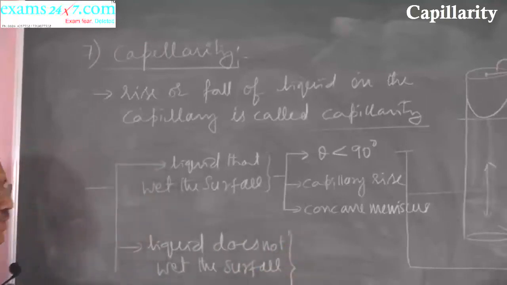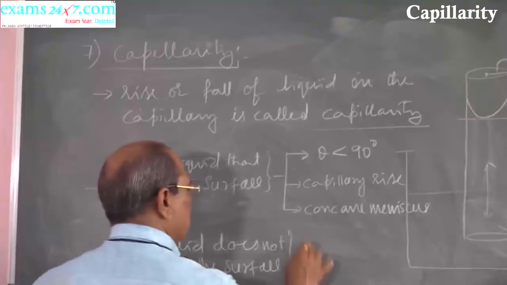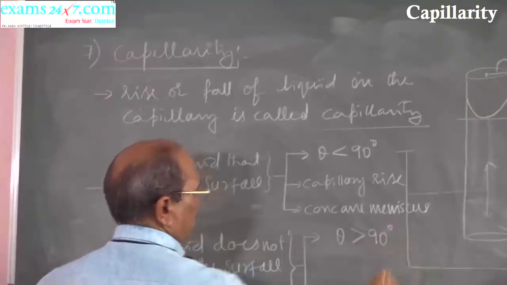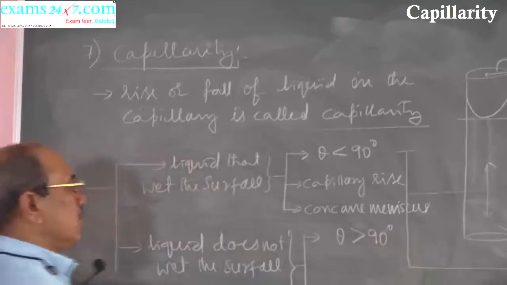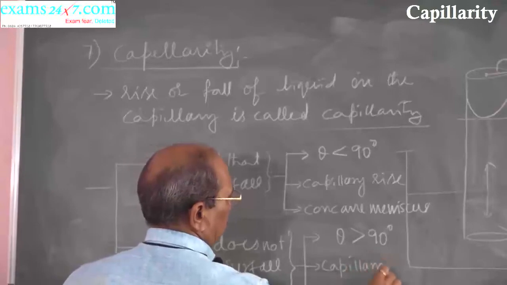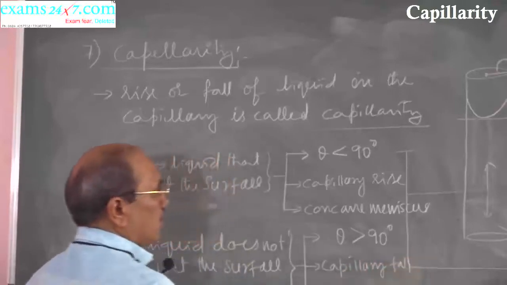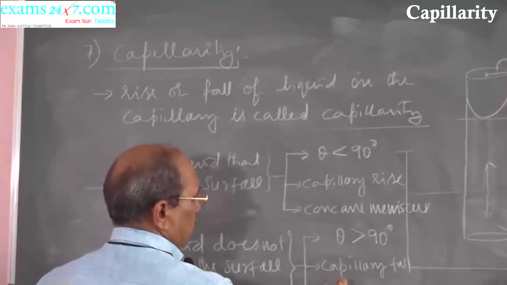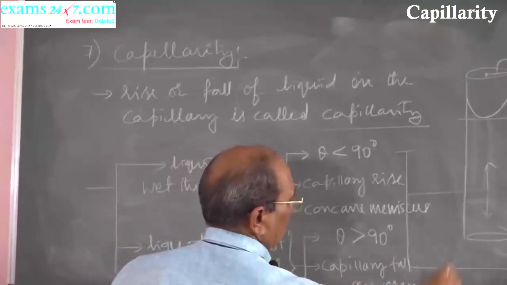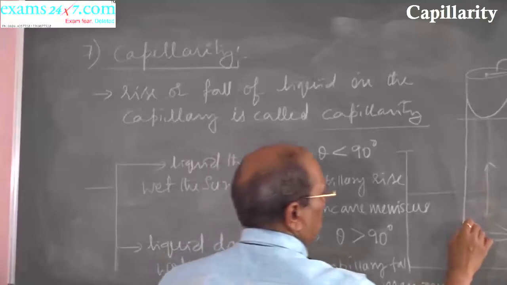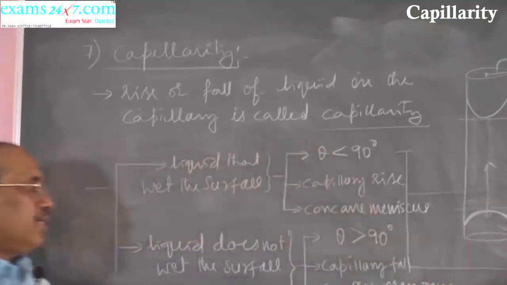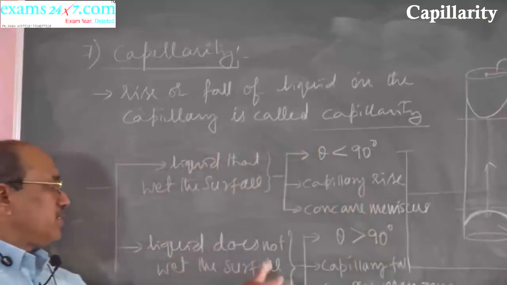Does not wet the surface. Again we see the angle of contact is more than 90 degrees. There is a capillary fall, and the meniscus becomes convex. There is a dip in the level, and the level happens to be like this. Fall in the liquid level takes place if it does not wet the surface.